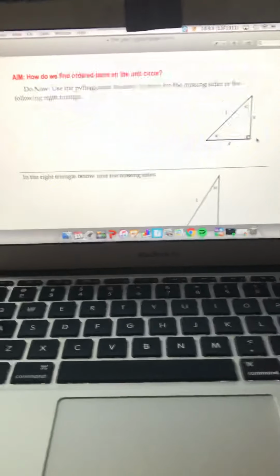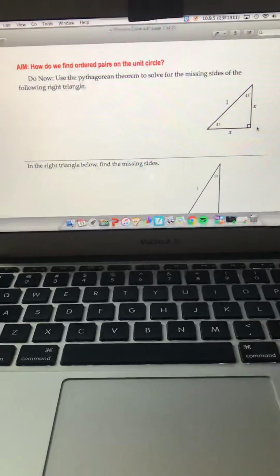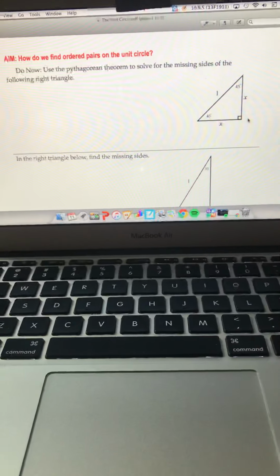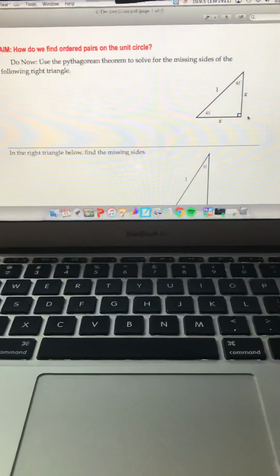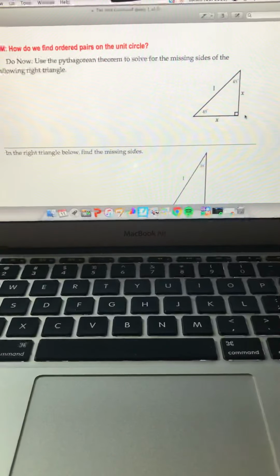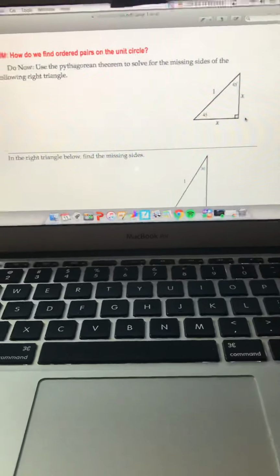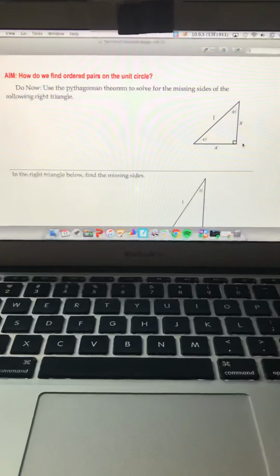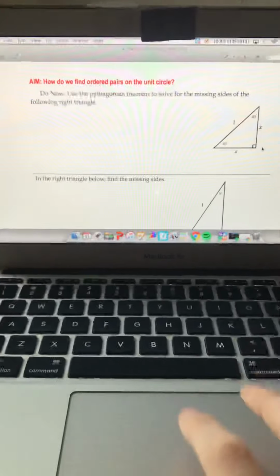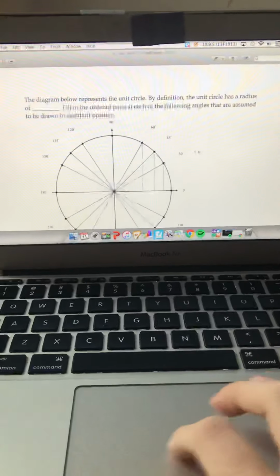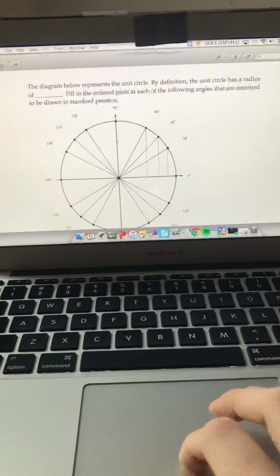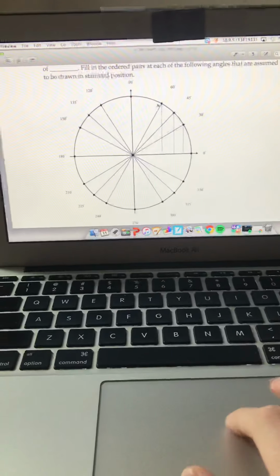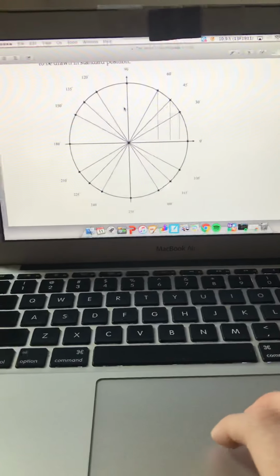Good morning, rock stars. Today we are going to first go over your two problems from yesterday's lesson where we were using Pythagorean theorem to discover the missing sides of the 45, 45, 90 and 30, 60, 90 triangle provided. And then you are going to see how these triangles help us form the coordinates or the ordered pairs of your unit circle. This unit circle is going to become your best friend, so get excited.